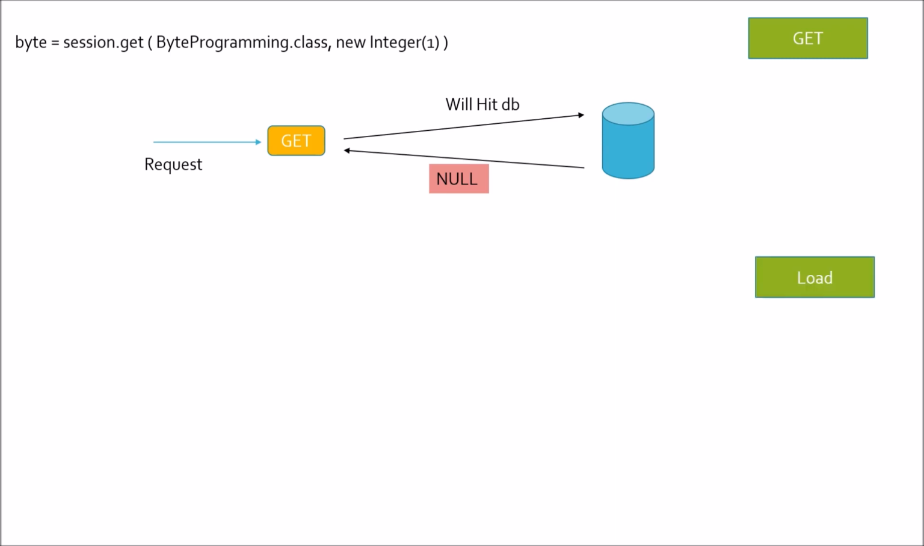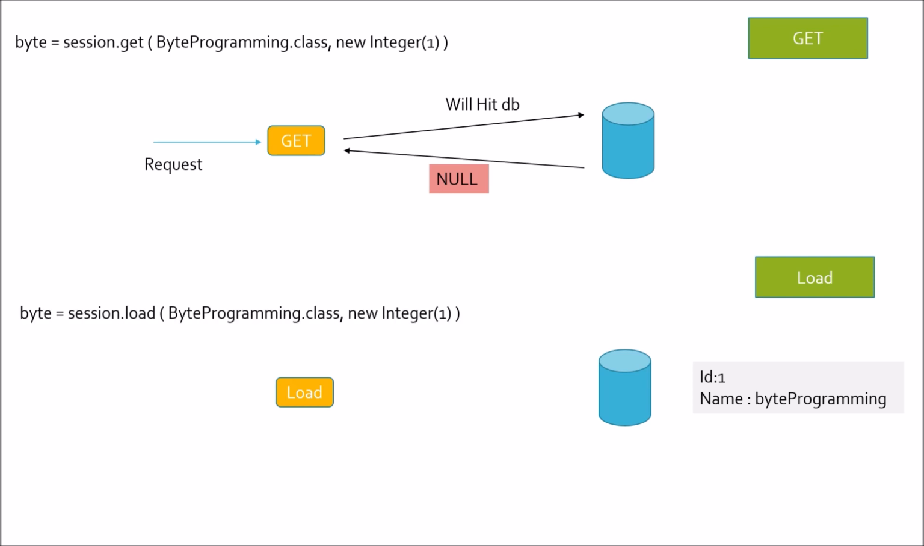Let's move to the load method. Again, we have a DB and a value is present inside this DB with id equal to 1, name equal to Byte Programming. When we fetch this object associated with id equal to 1 through byte equal to session.load, ByteProgramming.class, new Integer, what will happen?